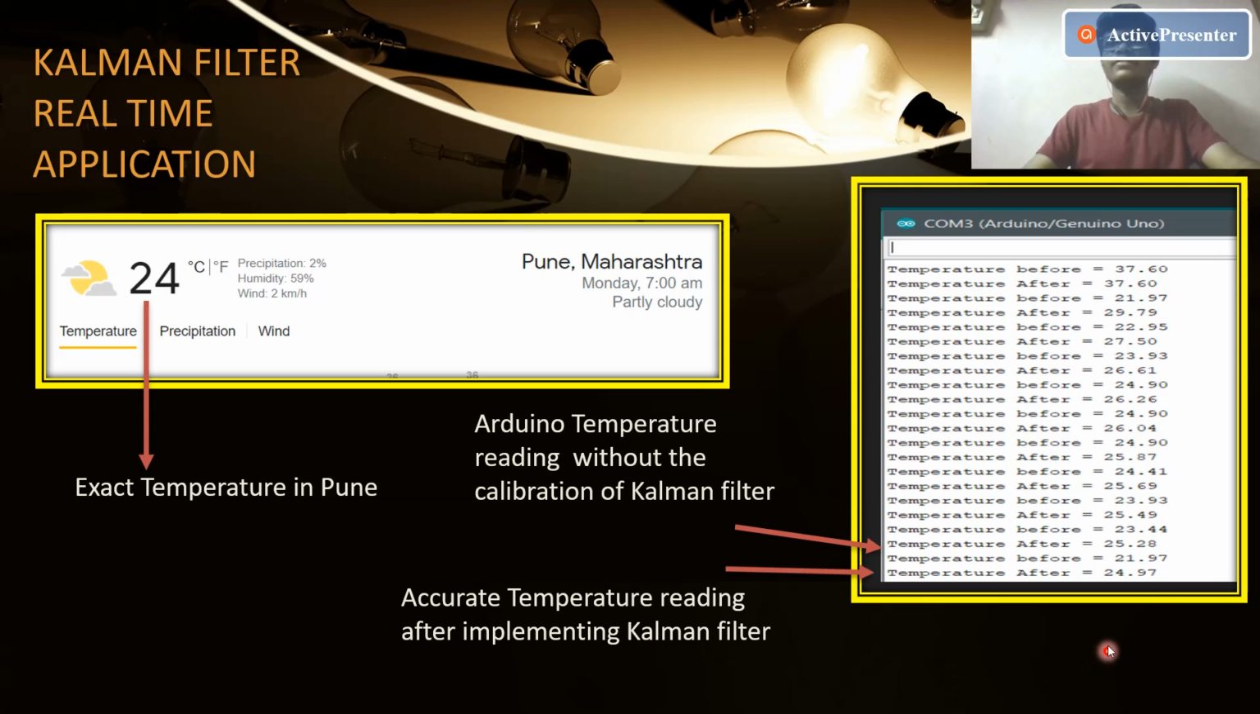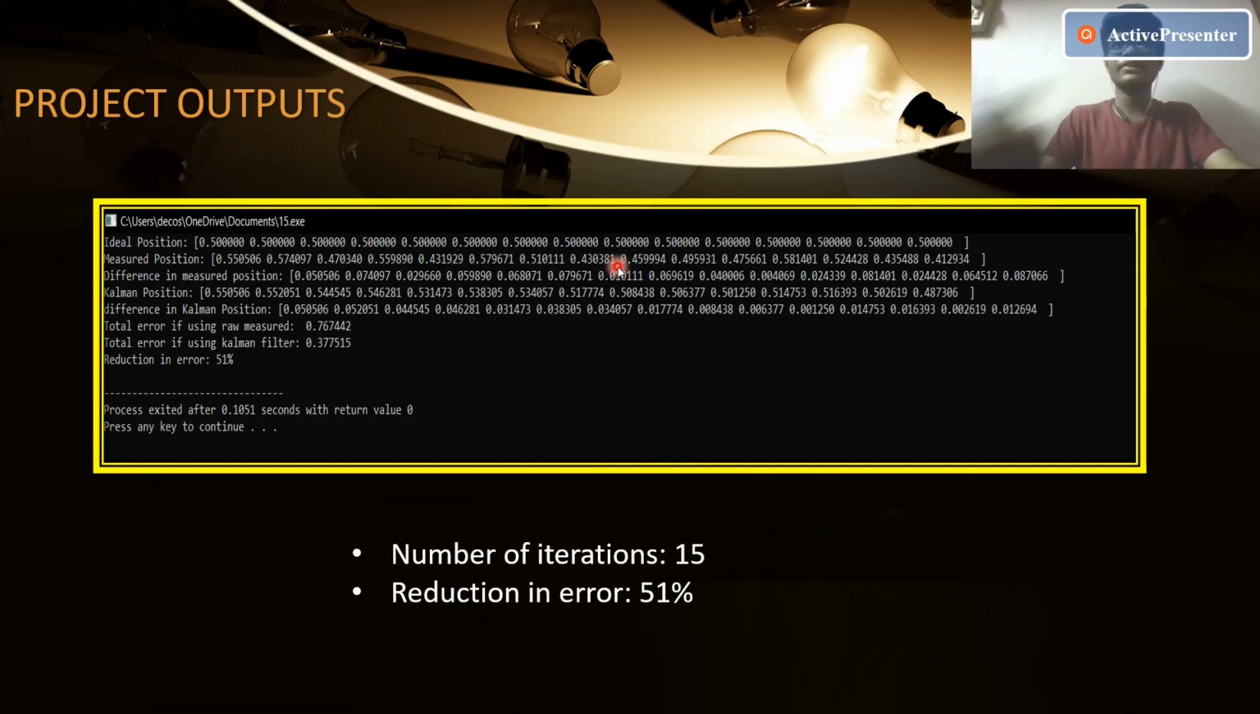As we can see, after implementing Kalman filter, I was getting 24.97 degree Celsius temperature, and before implementing Kalman filter, I was getting 21.97 degree Celsius temperature. And the current temperature at my place, that is in Pune, was 24 degree. So it shows that after implementing Kalman filter, we get the accurate reading of the sensors. And this entire algorithm as well as the C code was explained in the previous slides.